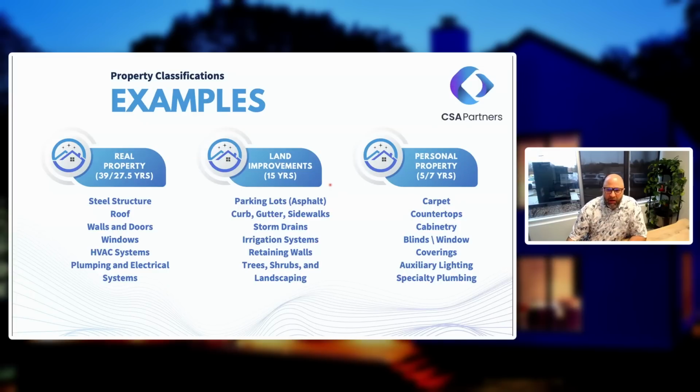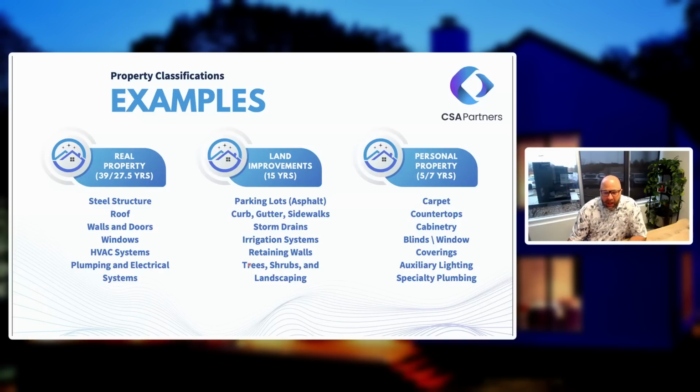Here's some examples here. Over here on the right-hand side, we've got our personal property. These are the 5 and 7 year buckets. You've heard me mention things like carpet, countertops, cabinets, blinds, windows, blind and window coverings, parts of the lighting, parts of the plumbing. Here in the middle, we've got our land improvements. These are things like parking lots, curbs, gutters, asphalt, concrete, storm drains, irrigation systems, retaining walls, trees, bushes, and shrubs.